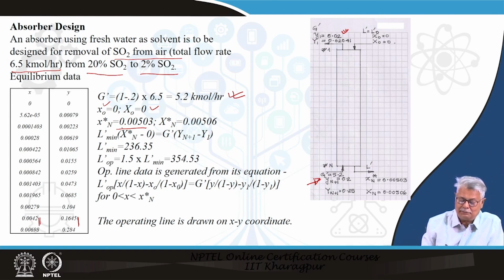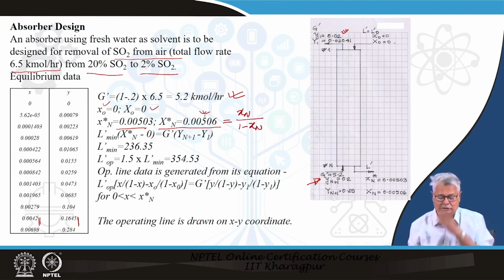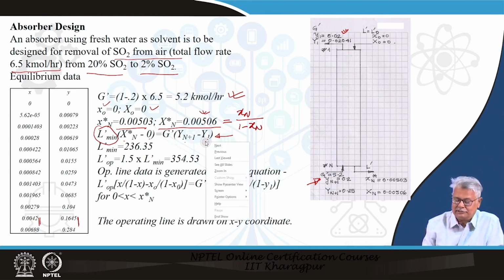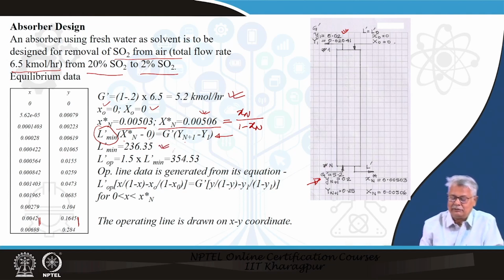Now this is the equilibrium concentration and mole fraction, and in solute free basis we find this as simply Xn divided by 1 minus Xn. So that's how we get this value, which is the solute free basis. We write the overall mass balance equation in order to find out my L dash minimum. The change in concentration of L dash is basically from 0 to Xn star, and in case of G dash it changes from Yn plus 1 to Y1, it falls in this direction. So based on this we find out that my L dash minimum is 236.35 with this unit.